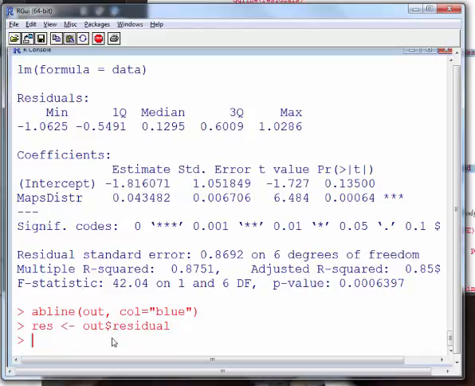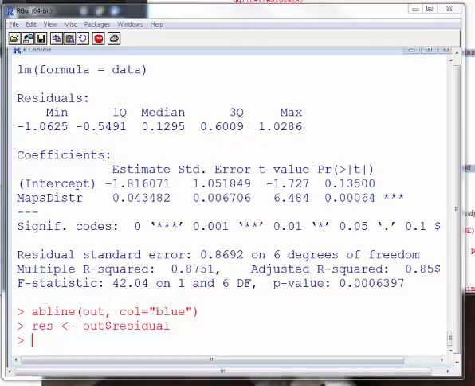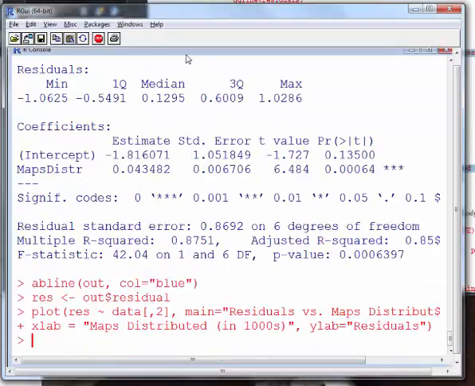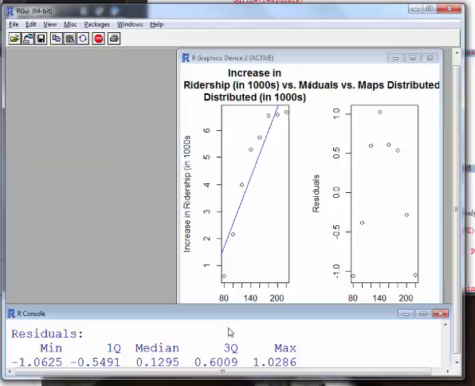Okay, so I'll store my residuals there, and maybe I'll make a new plot of my residuals versus the maps distributed. Okay, and put that right next to it. There we go. Now you can really see what's going on. This is a fantastic example.